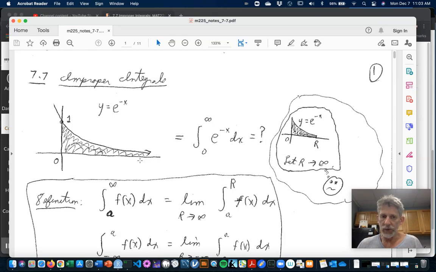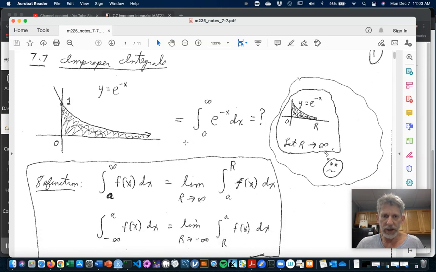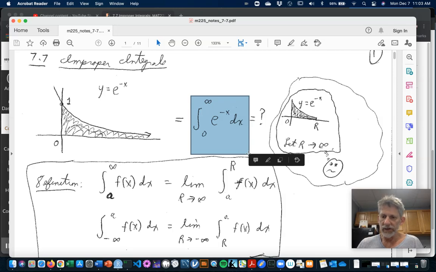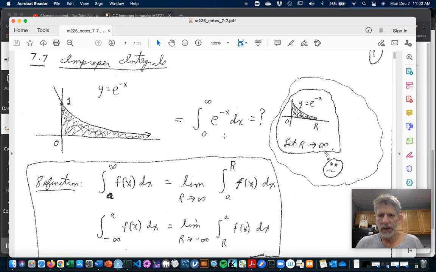Is it possible that even though it goes off infinitely in a direction, that the total area is finite? This is, in fact, possible. The way we write this area is as the integral from 0 to infinity of e to the minus x dx. We call this thing an improper integral because infinity isn't a proper real number.